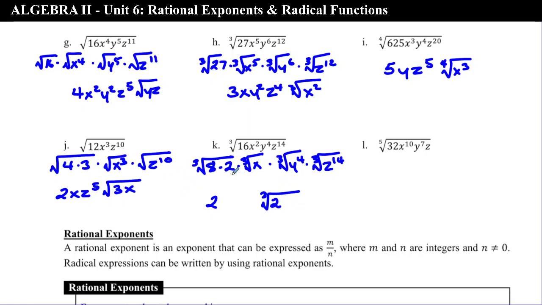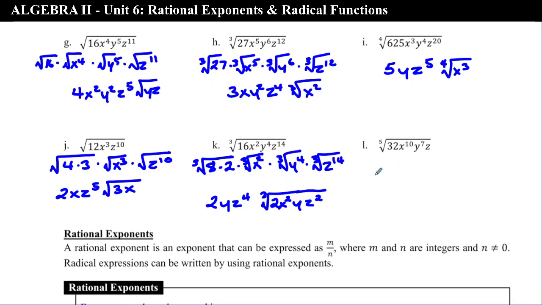Let's see what else we're going to have. We have an x, but it's 1 divided by 3, so we're not going to have anything we can pull out. So we're going to have the x left in here. Actually, it's x squared, but still going to be left over. And then we have y to the fourth. So 4 divided by 3 is 1 y with a y left over. And then z to the 14th. 14 divided by 3 is 4. So you've got z to the fourth, and you're going to have 2 z's left over.